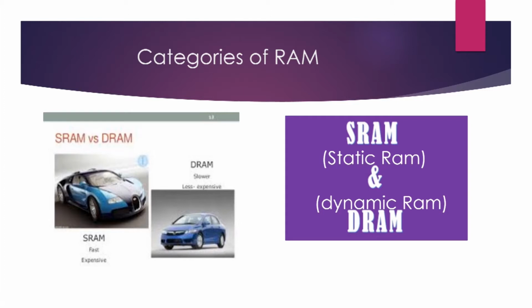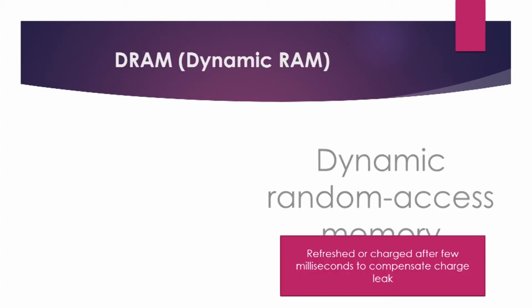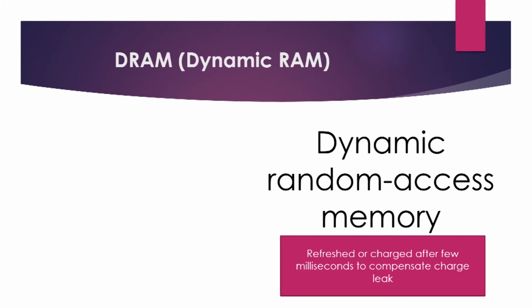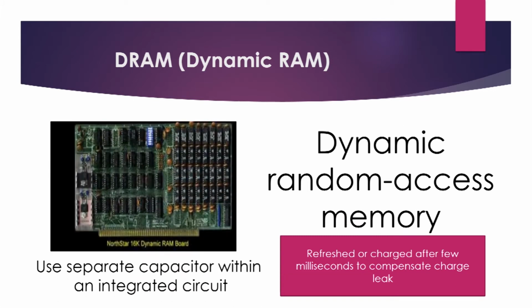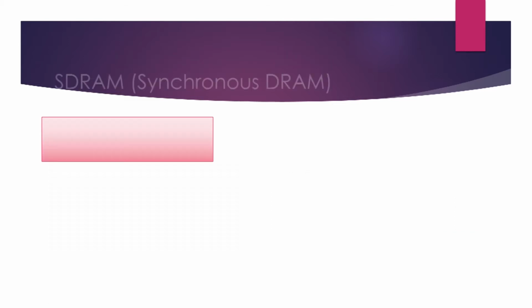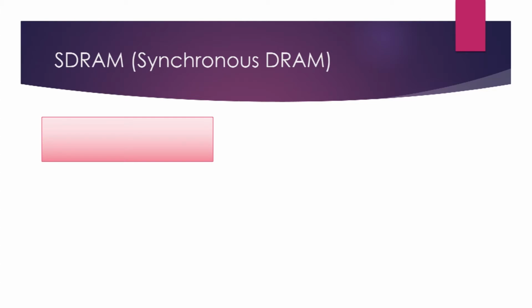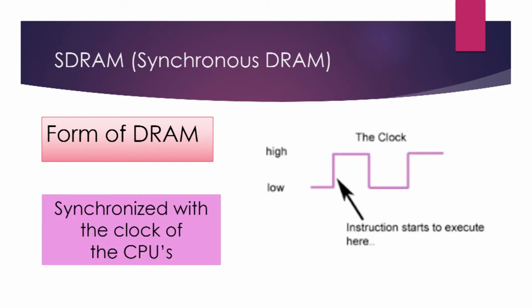Next is DRAM, dynamic RAM. Dynamic random access memory is a type of RAM that stores each bit of data in a separate capacitor within an integrated circuit. The capacitor can be either charged or discharged dynamically. The DRAM storage cell needs to be refreshed or charged after every few milliseconds to compensate for charge leaks from the capacitor. SDRAM, synchronous DRAM, is a form of DRAM that is synchronized with the clock of the CPU's system bus.